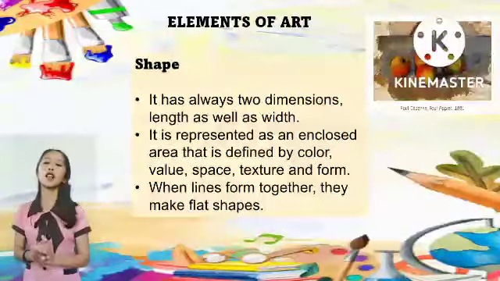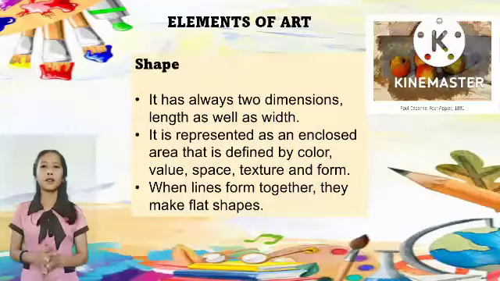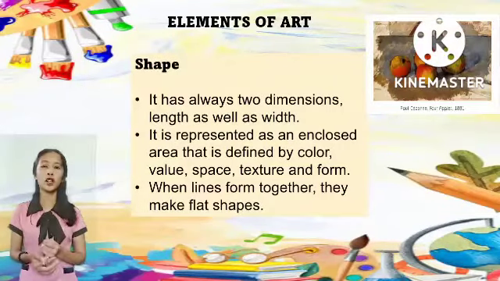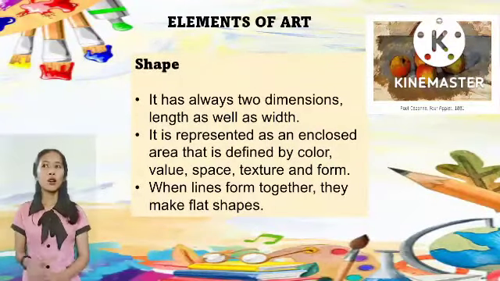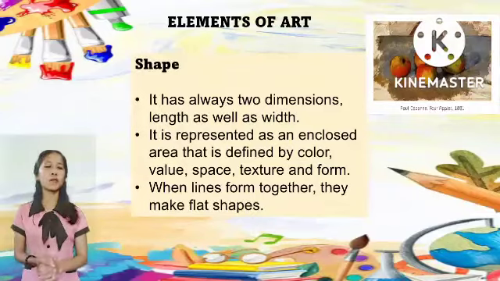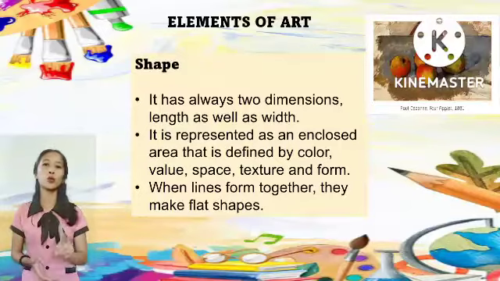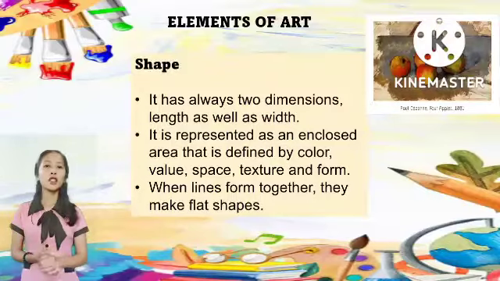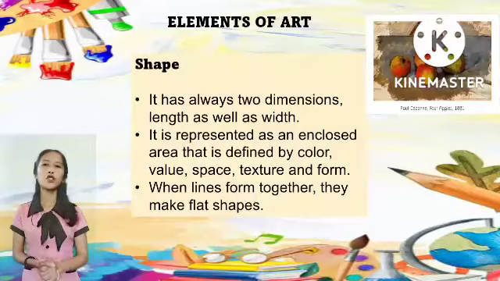Now let's move to the second element of art, shape. It always has two dimensions, length and width. Shape is represented as an enclosed area that is defined by color, value, space, texture, and form. When lines form together, they make flat shapes. This pertains to the use of areas and two-dimensional space that can be defined by edges, setting one flat space apart from another.